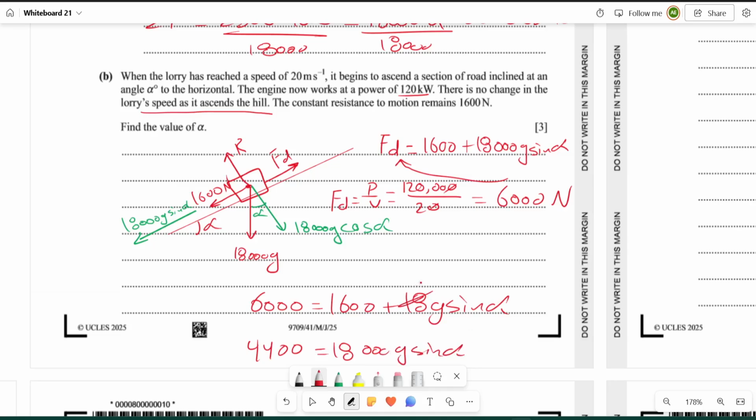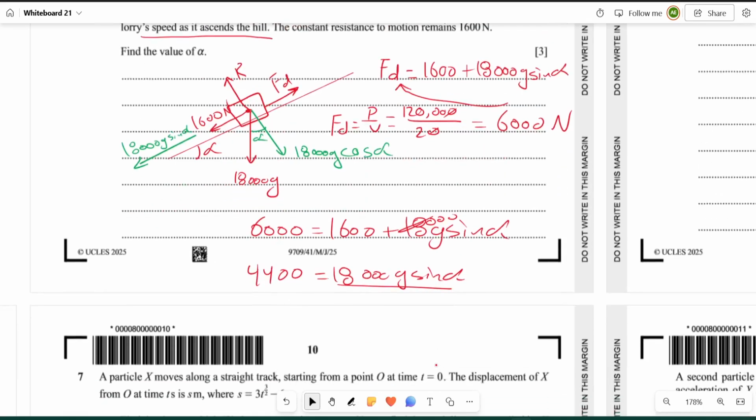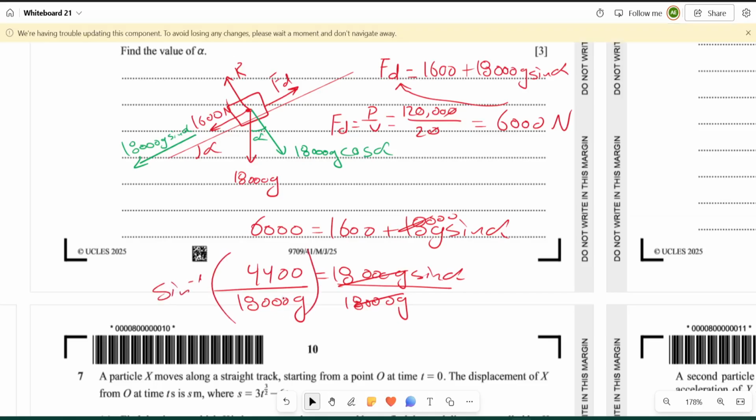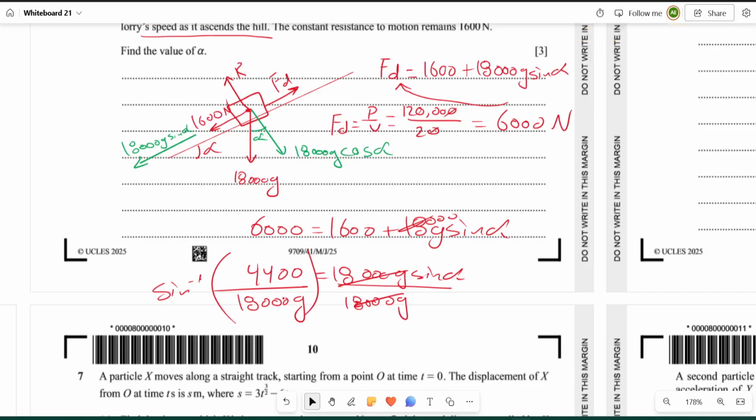This is 18,000. Okay, now I'm just going to divide both sides by 18,000 G, and this is going to cancel. So to get alpha, I'm basically going to get sine inverse of this. So if I just plug in my calculator, sine inverse of 4,400 over 18,000 times 10, I will get the alpha as 1.4 degrees. And this is the correct answer.